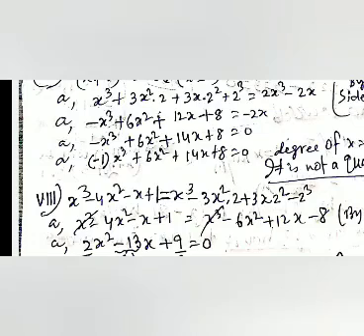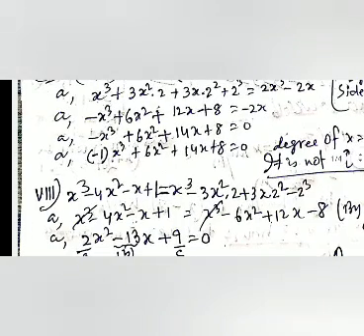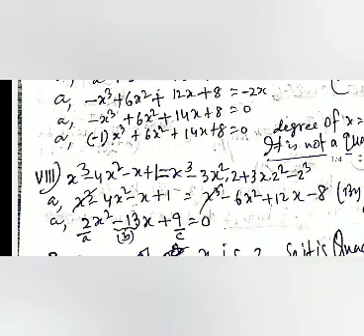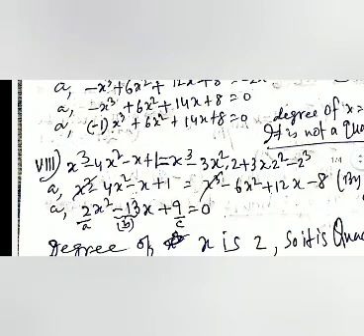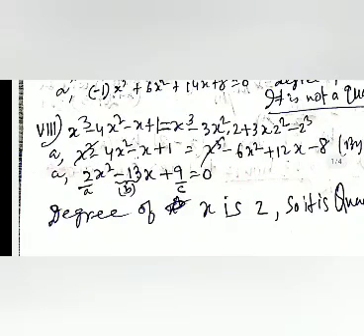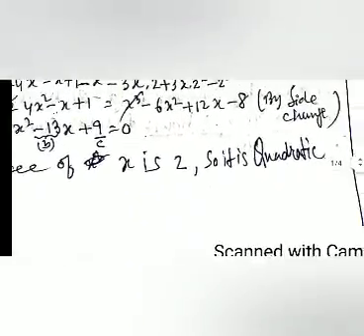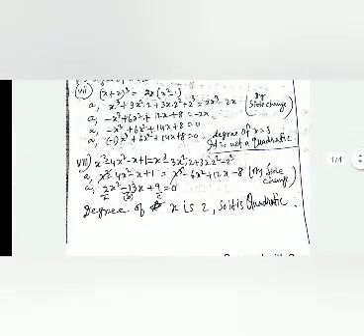So after the evaluation, after the solving of the problem, we are getting 2x square minus 13x plus 9 equal to 0. So the degree of x is 2. So it is a quadratic equation.